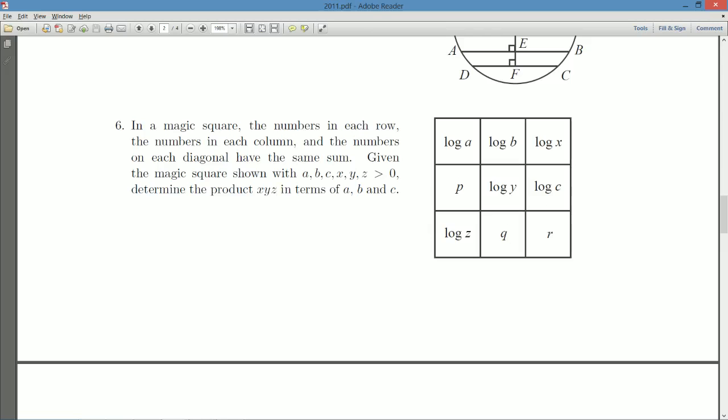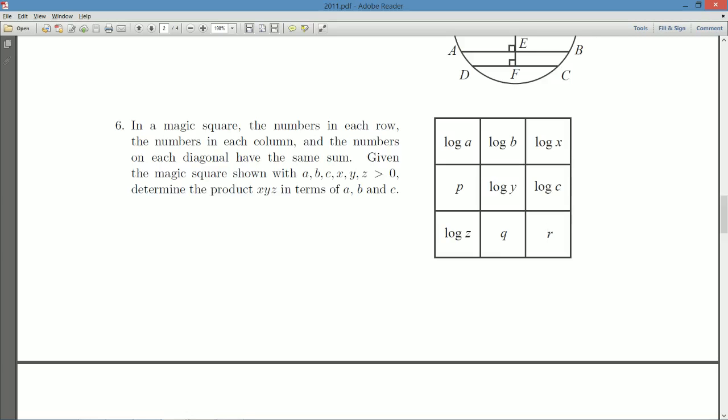We know A, B, C, X, Y, and Z are positive. We know nothing about these P, Qs, and Rs. But it's a magic square, so the sum of the columns, the sum of the rows, and the sum of the two diagonals are all going to be the same.